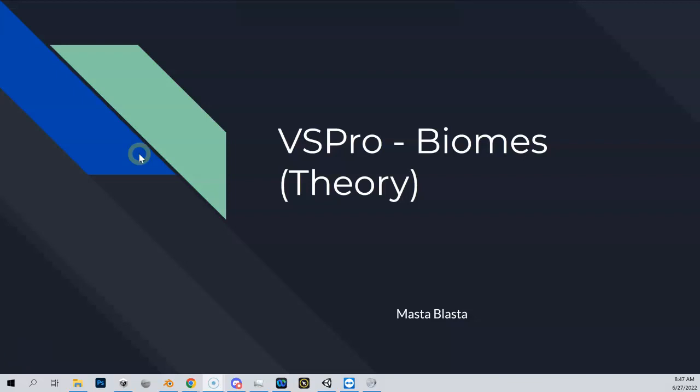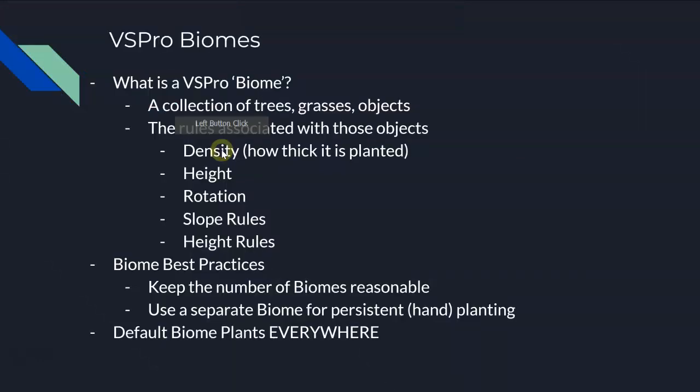So another theory lesson here, which is going to be on VSPro biomes, which is a core topic to VSPro. You need to understand biomes in order to use it effectively. So what is a VSPro biome? Well, in its simplest form, it is a collection of trees, grasses, objects.